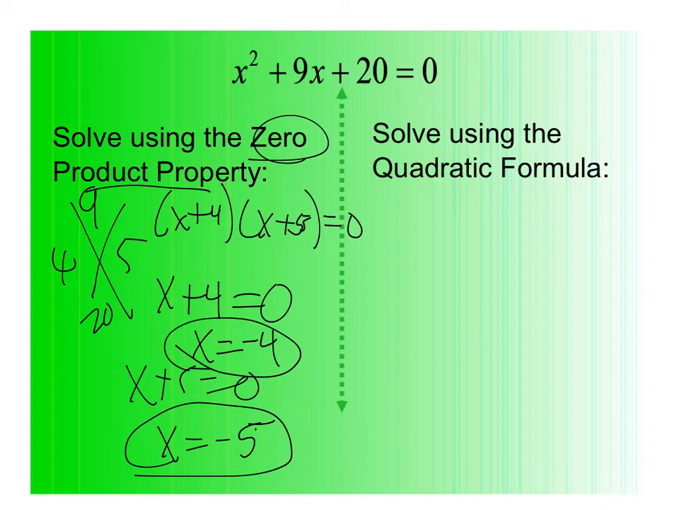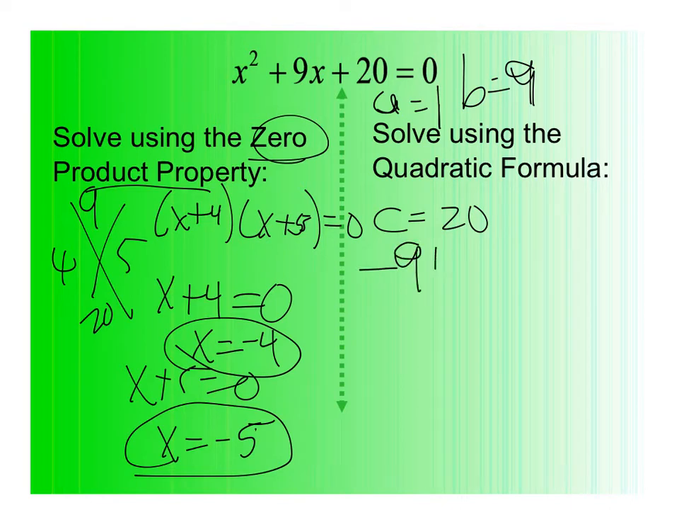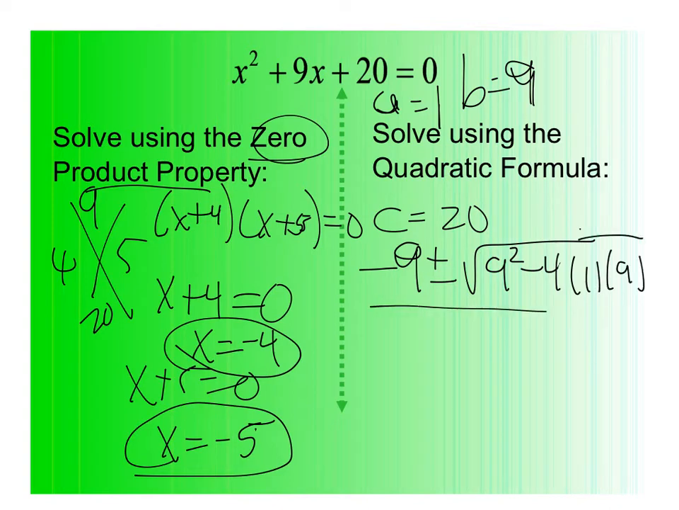Using quadratic formula. Same idea, except now I'm going to use a little different form of attack here. So a equals 1, b equals 9, c equals 20. So setting it up goes negative b plus or minus square root of b squared minus 4ac, except a and c are now 1 and 9, all over 2 times a, which is going to be just 2 times 1.